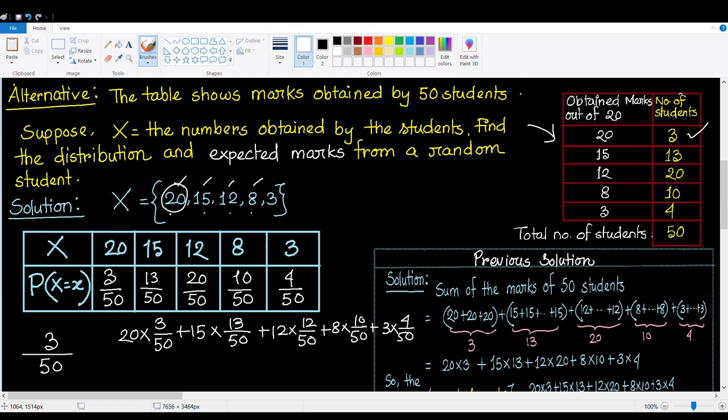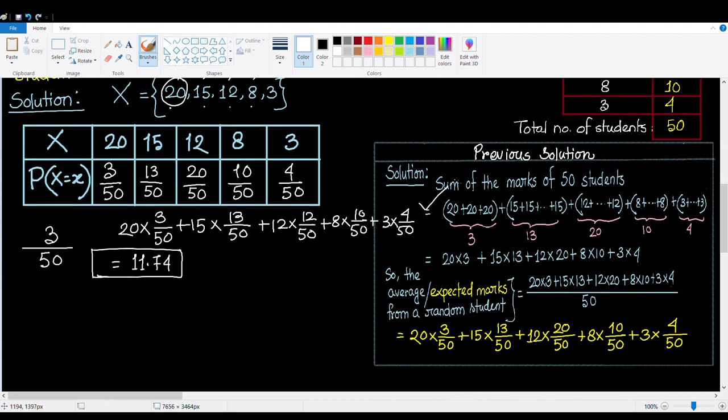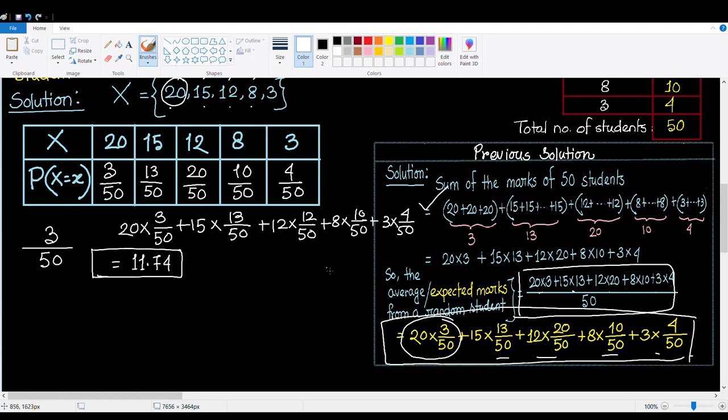Okay. So if we calculate the value, we will get 11.74, exactly the average of the students' marks. How so? Let's see the previous form of the solution. This was the sum, and then finally we got the average in this form. And then if we distribute this denominator to each of these terms, we will get 20 times 3 by 50 plus 15 times 13 by 50 and so on. Okay, see, exactly the same form we got here.